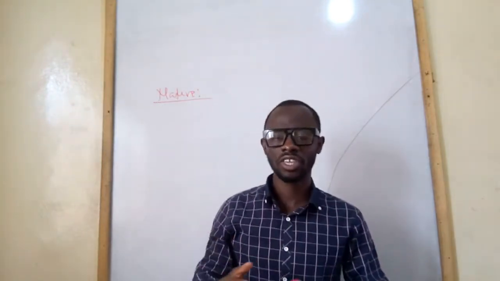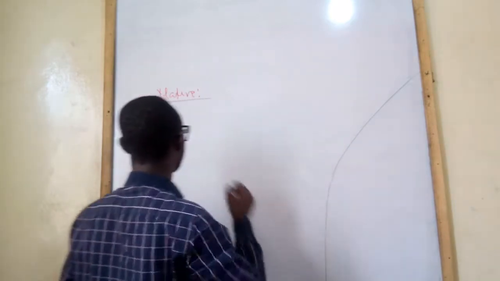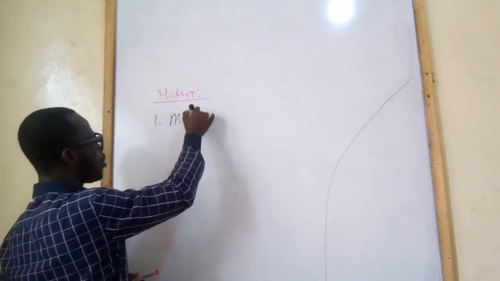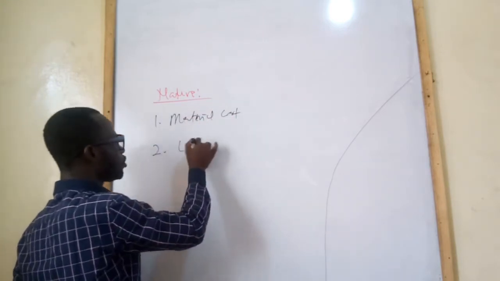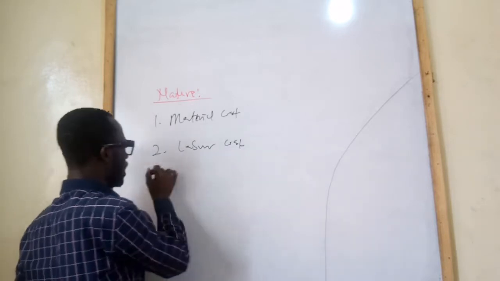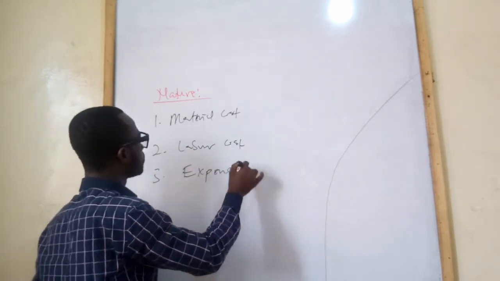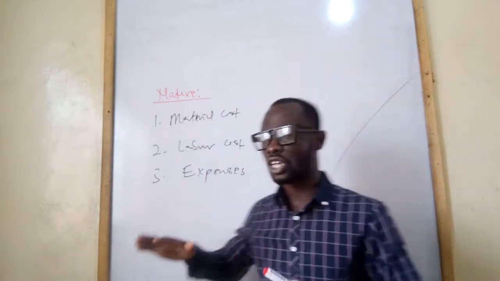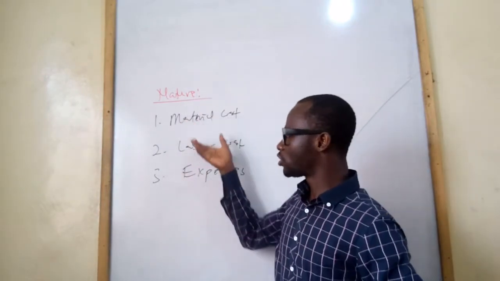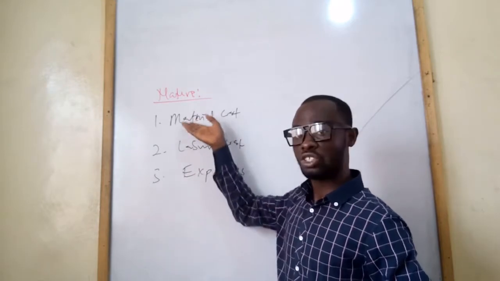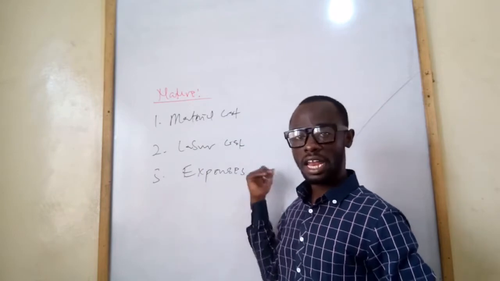Now, classification of cost according to nature is simply where we classify cost into 1. Material cost, 2. Labor cost, and then 3. Expenses. So classification of cost according to nature simply refers to classifying cost into the various components of cost, like the material, like the labor, like the expenses.